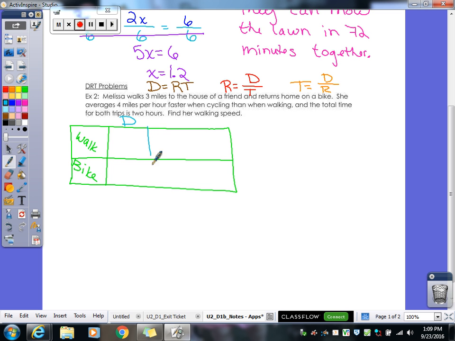So in the table, we still have distance, rate, and time. So how far away is her friend's house? 3 miles. So whether she's walking or riding the bike that we're just going to assume she borrowed from her friend, it's 3 miles. We don't know. We're just going to assume she borrowed it. So then it says she averages 4 miles per hour faster when cycling than when walking. So I'm going to call her walking rate x, because I don't know how fast she walked yet. So on the bike, it would be x plus 4.